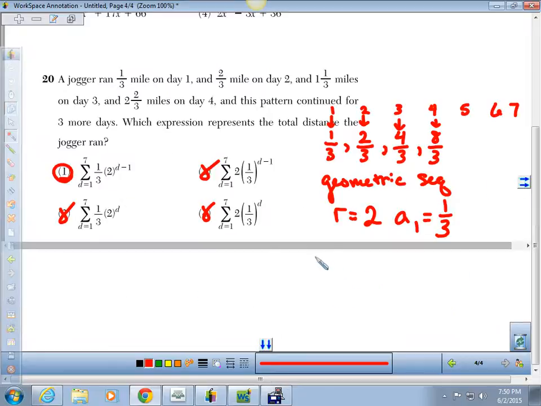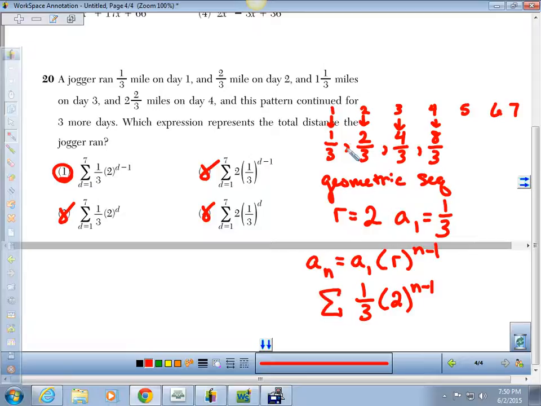Do you guys at all remember what my explicit definition for a geometric sequence was? A sub 1 times r to the n minus 1. Well, we have 1/3 times 2 to the n minus 1. Which one does that match up with for us? Option number 1. We just want to take the summation of it, so we want to add all these together to find out how much total mileage we ran, starting with n being 1 and going up through 7.